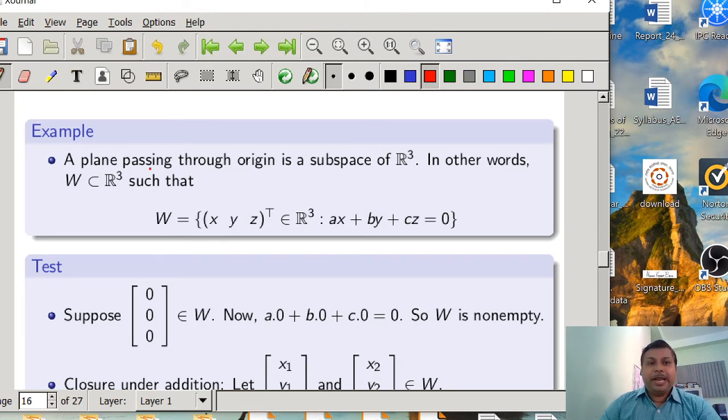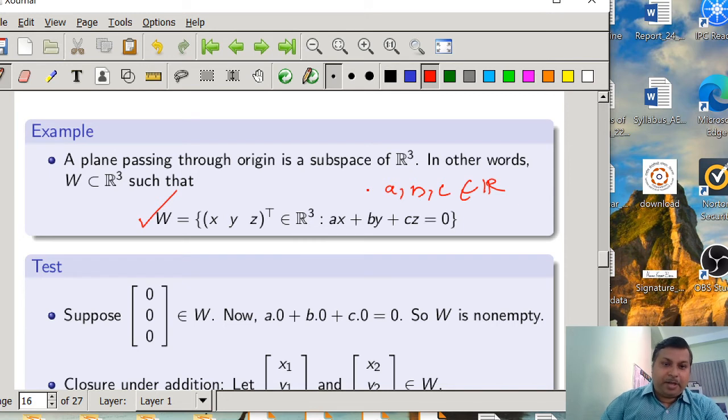Okay. Now another example we have taken: a plane passing through the origin is a subspace of R3. Our claim is that a plane passing through the origin is a subspace of R3. In other words, W is a subset of R3 where we have chosen the vector x, y, z which belongs to R3. With that we have constructed a plane which is passing through the origin, that is ax plus by plus cz equal to 0, and definitely this a, b and c belong to R. So now the question is, is the plane W which is passing through the origin in R3 a subspace of R3?